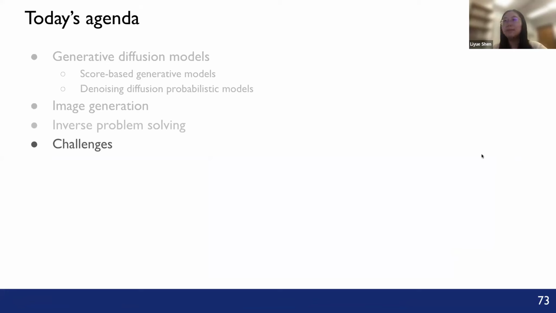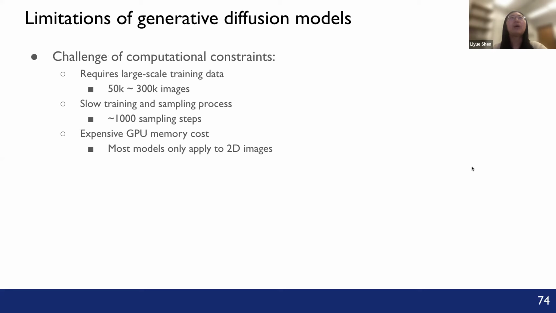Given all these remarkable empirical results, even though the approach has shown to be very promising, I also want to use the remaining time to briefly mention some of the challenges and limitations we are facing for now when using this scheme of training a diffusion model as a prior to solve the inverse problem. The key challenge or limitation actually lies in the computational constraint.